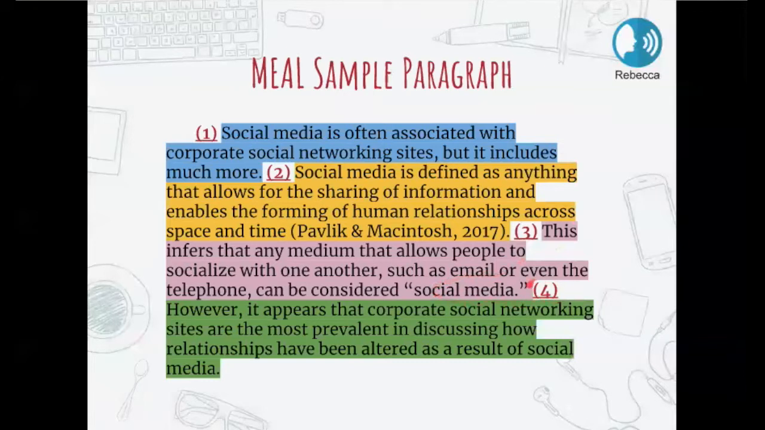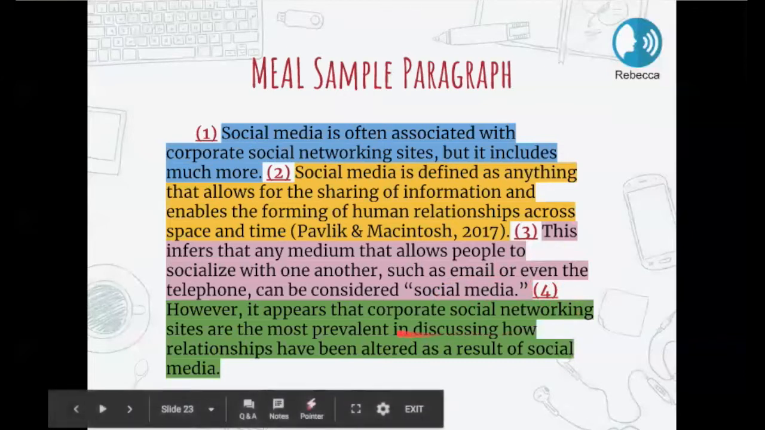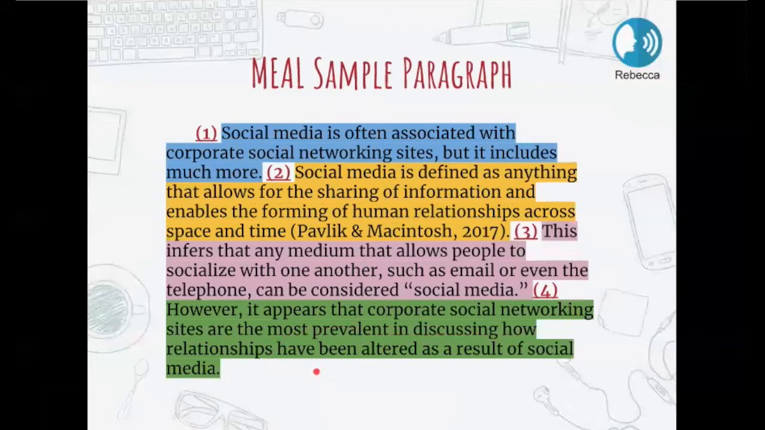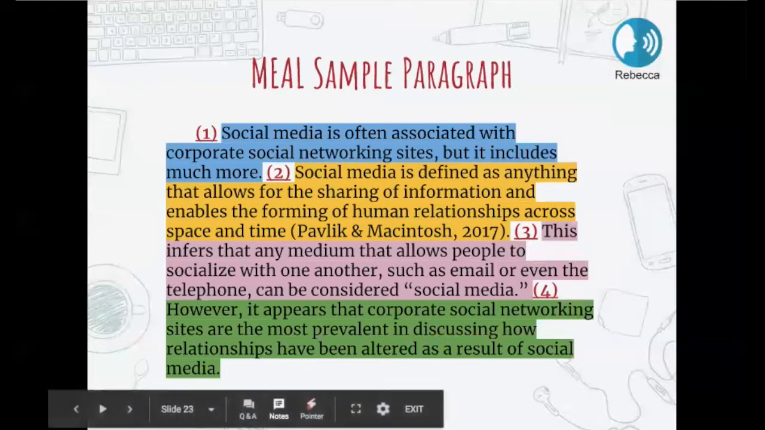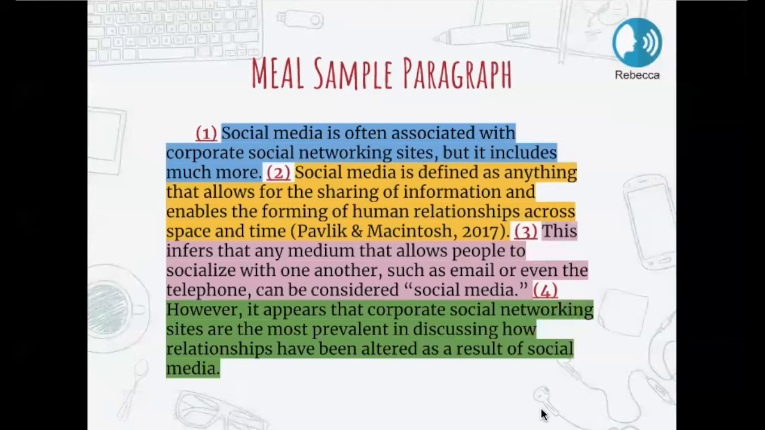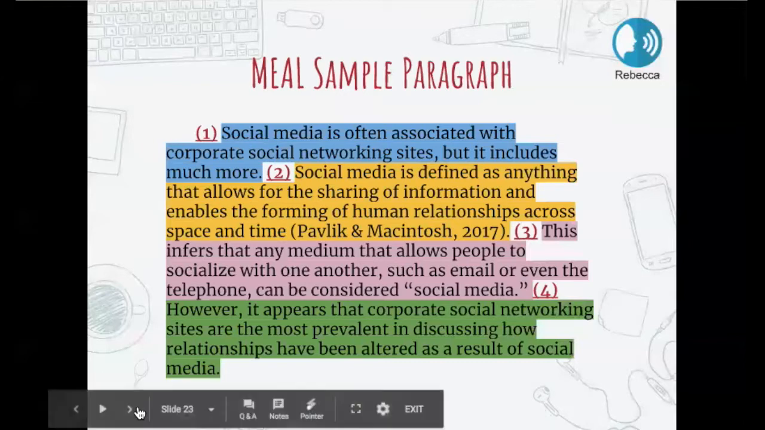And then the last thing we're doing is we're going to link it back to the thesis. However, it appears that corporate social networking sites are the most prevalent in discussing how relationships have been altered as a result of social media. So now we're tying it back to the thesis, which is focusing on corporate social networking sites, which are things like Instagram, Facebook, and Snapchat. Okay, so that's the nitty gritty, the dive through MEAL. And now we're going to see if you can determine what those different pieces might look like.